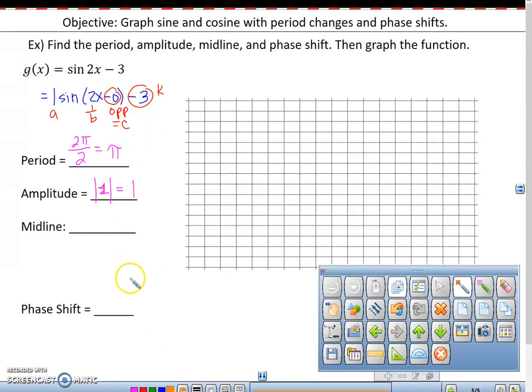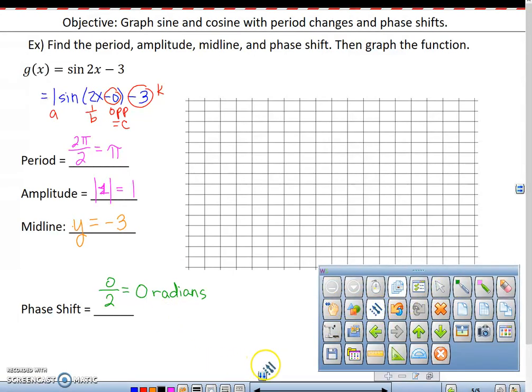Midline is y equals k. So we have a -3. So this time, though, we have a vertical translation down 3 units. That's where our midline is going to be. And then phase shift. We take the opposite of that -0 again, which is 0, divided by the 1 over b parameter of 2. 0 divided by a new number is 0. So again, we have no phase shift. Quite honestly, in these first couple of examples, we're just focusing on functions that have a change in the period. That's what we're looking at here.